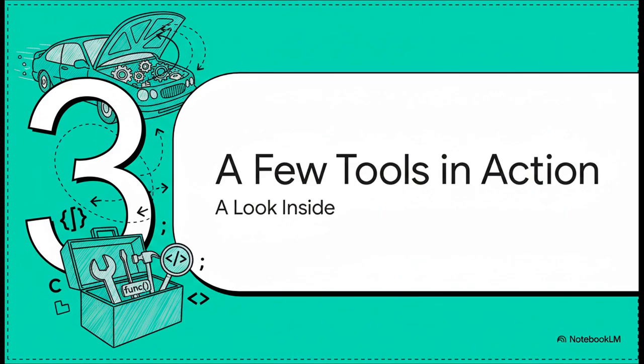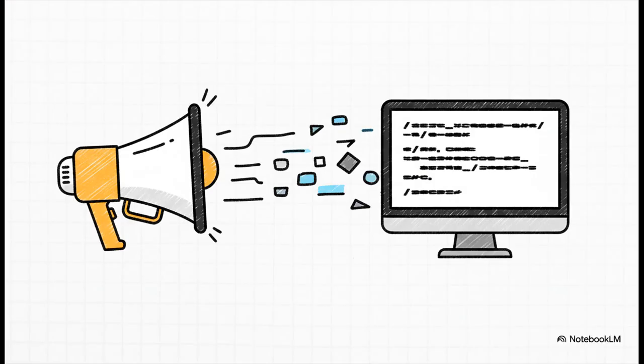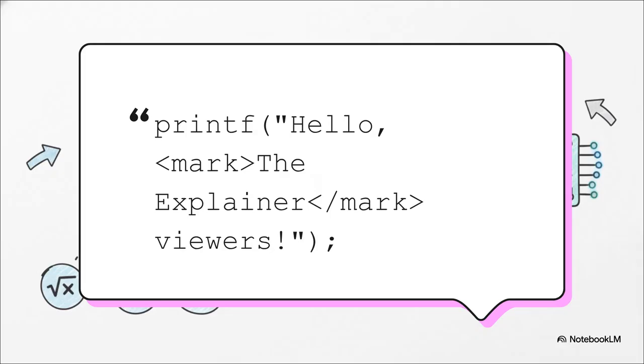Let's pop the hood and take a look at one of the most famous and most used functions in the entire C language. Let's meet our first tool, printf. I love to call it the announcer because its entire job is to display information, to announce things from your program right to the user's screen. Now, it's just one of many tools. There's string length for measuring text, square root for math, but printf is almost always the first one any programmer learns.